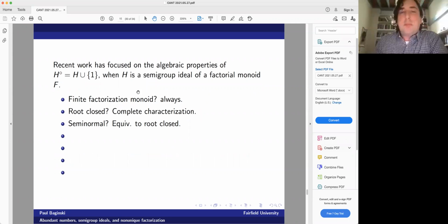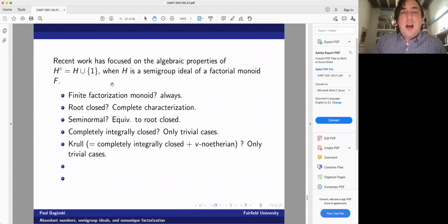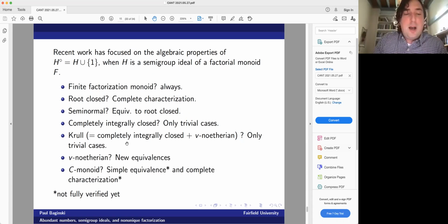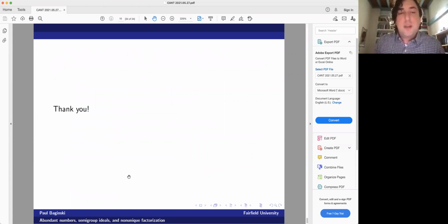Okay, algebraic properties. I'm not going to explain any of these definitions, but basically, if I'm working with a semigroup ideal in a factorial monoid, this general condition, I've answered a lot of questions. Root closed has a complete characterization, and semi-normal is equivalent. Completely integrally closed is basically impossible, and that means Krull is also impossible. And then the real big one is C-monoid. This is defined using an equivalence relation. I've given a nice simpler equivalence and also a complete characterization. So if a semigroup ideal is a C-monoid, it has to look like a certain form. I can give an explicit definition. So that is all I have to say. Thank you. Thank you very much.